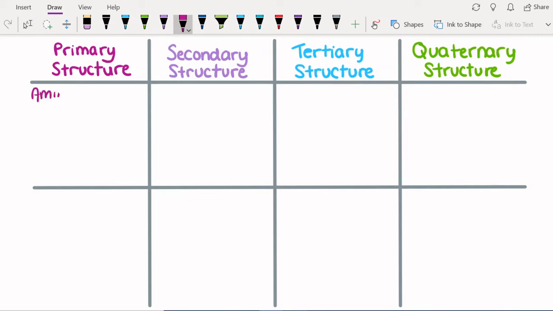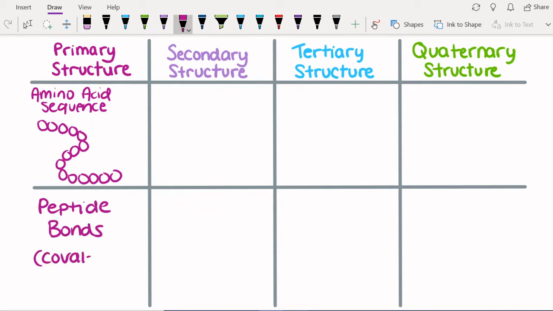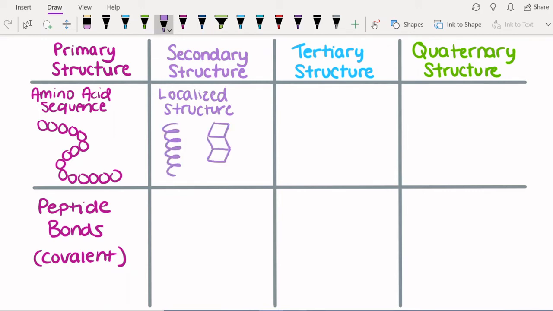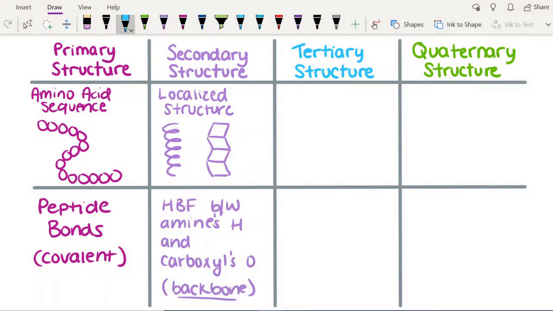Let's review all that information. Proteins are made of amino acids. Primary structure is a protein's amino acid sequence. It is formed by peptide bonds between amino acids. Secondary structure is localized structural elements like alpha helices and beta pleated sheets. These structures are formed by hydrogen bonds between the amino acids' backbones.